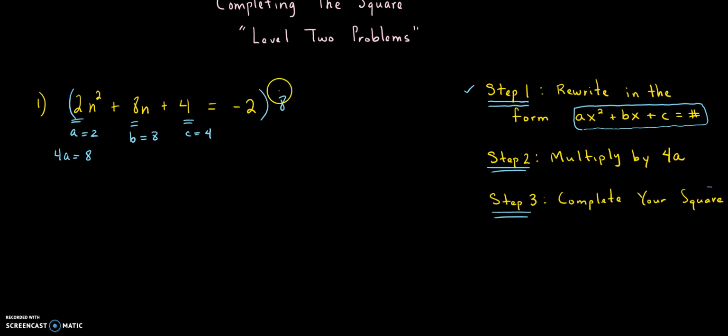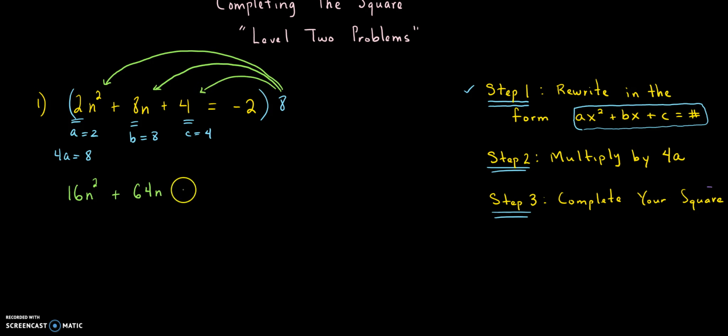Let's take this step by step. What is 8 times that 2? 8 times 2 is 16n squared. Again, I'm just going to distribute. 8 times 8 gives us positive 64n. Then 8 times 4 is 32. And then 8 times negative 2 is negative 16. Alright, so that's step 2. We multiplied everything by 4a.